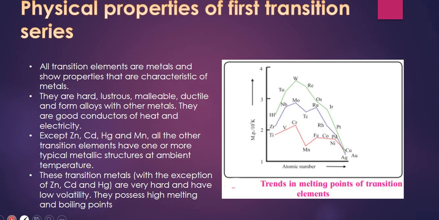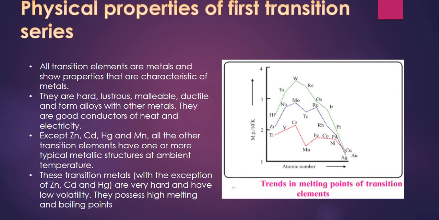I can say here, except zinc, cadmium, mercury and manganese, all others are transition elements having one or more typical metallic structures at ambient temperature. The exceptions zinc, cadmium and mercury are very hard, have low volatility, and have high melting points. And I want to add one thing here: since zinc has a completely filled d orbital, zinc shows +2 as its common oxidation state, so it is not regarded as a transition element.